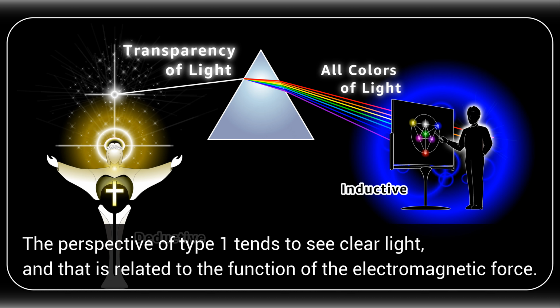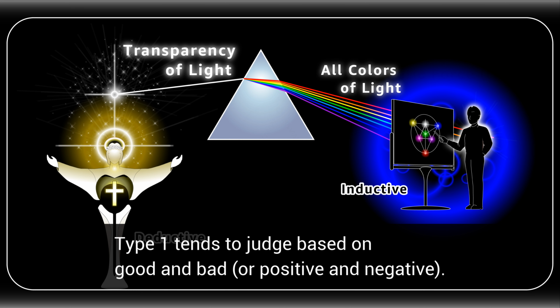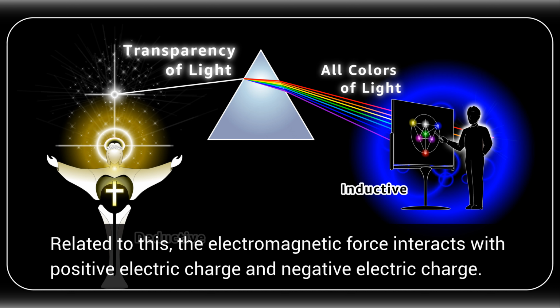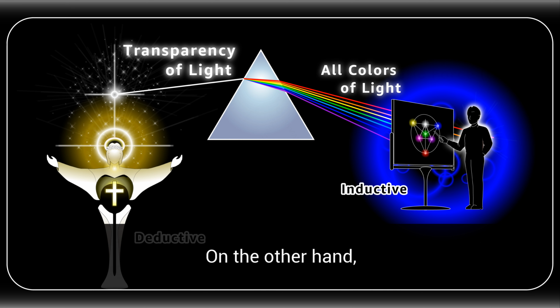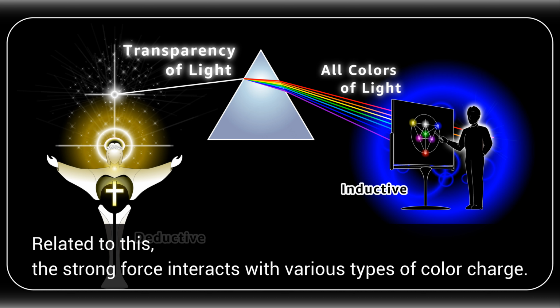The perspective of Type 1 tends to see clear light, and that is related to the function of the electromagnetic force. On the other hand, the perspective of Type 5 tends to see various colors of light, and that is related to the function of the strong force. Type 1 tends to judge based on good and bad, or positive and negative. Related to this, the electromagnetic force interacts with positive electric charge and negative electric charge. On the other hand, Type 5 tends to see many different essential colors. Related to this, the strong force interacts with various types of color charge.